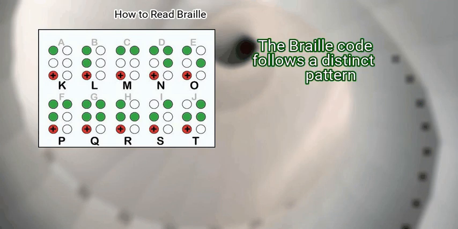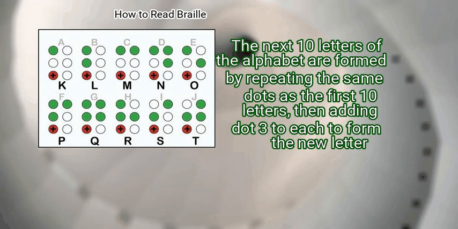Step 4. Add dot 3 to form the letters K through T. The Braille code follows a distinct pattern. The next 10 letters of the alphabet are formed by repeating the same dots as the first 10 letters, then adding dot 3 to each to form the new letter.